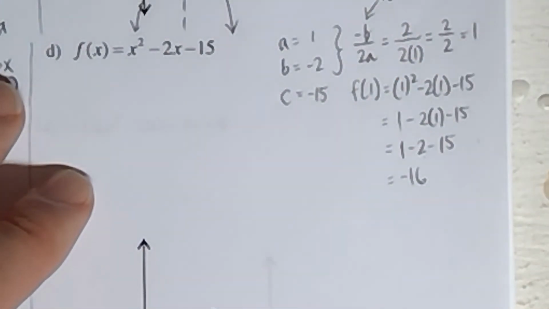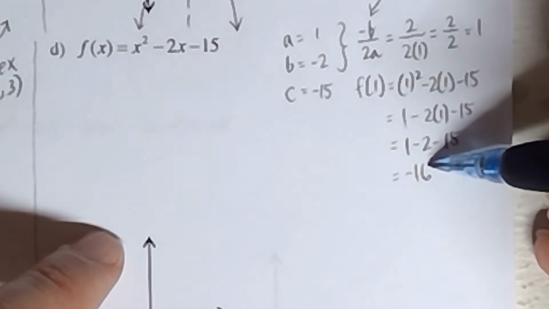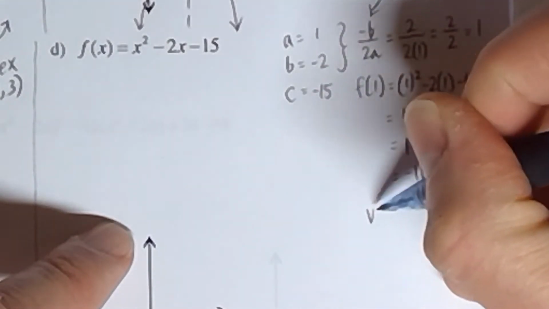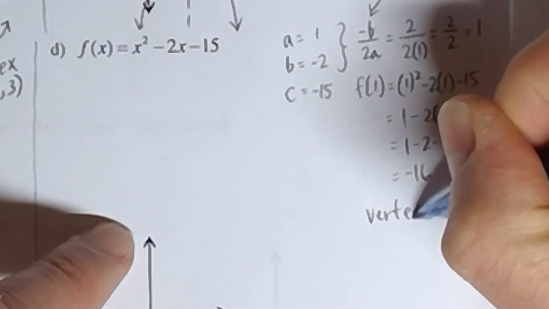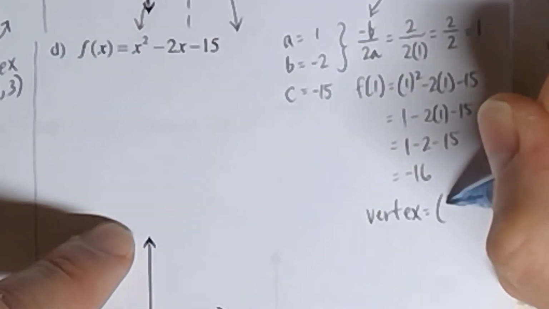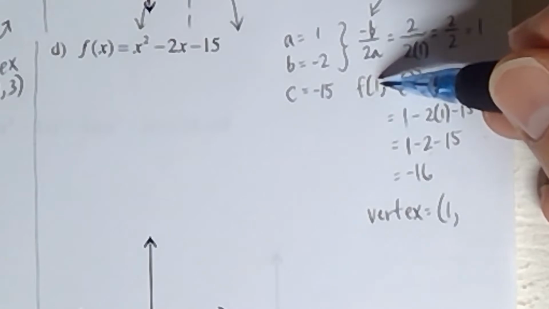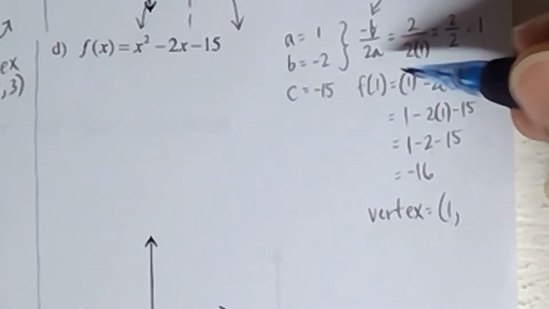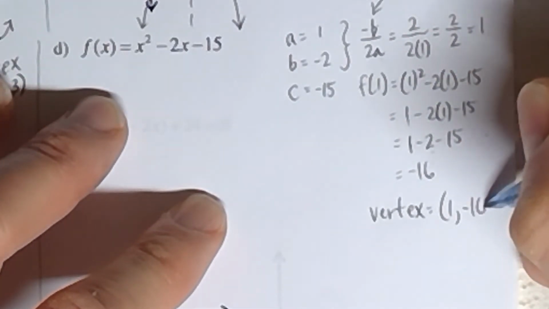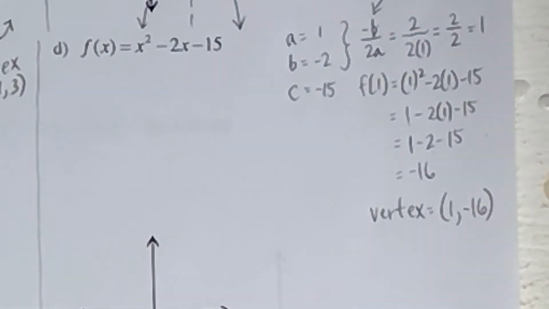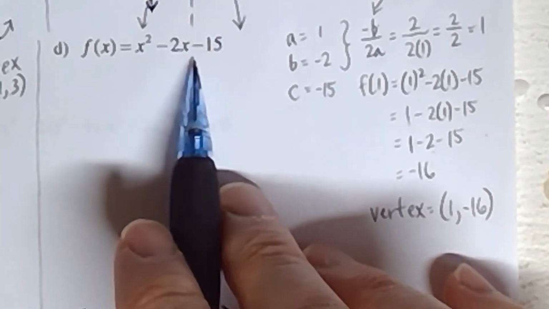So what is the final vertex now that I've figured that out? The final vertex is going to be the H number, which always comes first. That's the 1. And then the K number is what you get when you plug the 1 into the f. So that would be -16. That's how you figure out the vertex when it's written like this.